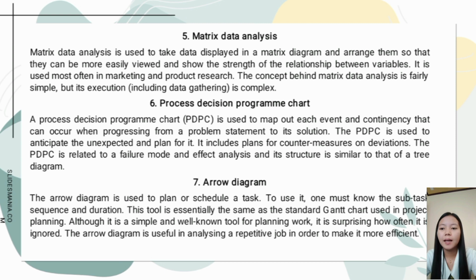Last in the tool is the arrow diagram. So the arrow diagram is used to plan or schedule a task. To use it, one must know the subtask sequence and duration. This tool is essentially the same as the standard Gantt chart used in project planning. Although it is a simple and well-known tool for planning work, it is surprising how often it is ignored. The arrow diagram is useful in analyzing a repetitive job in order to make it more efficient.